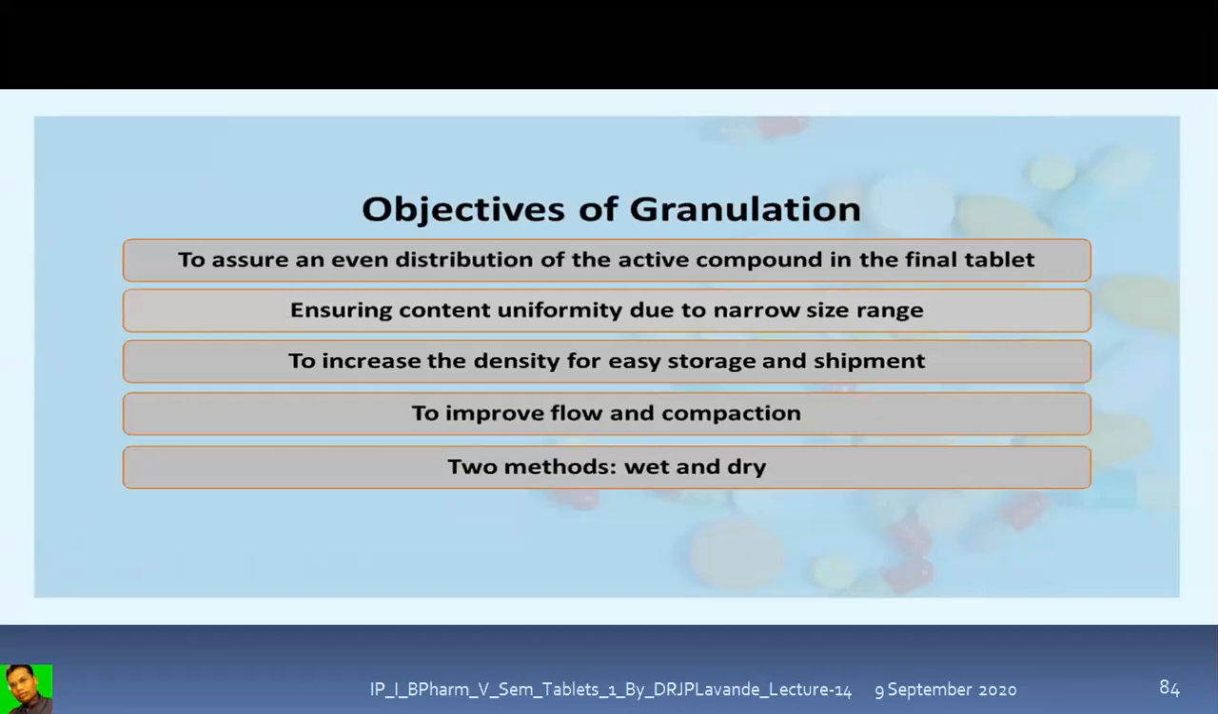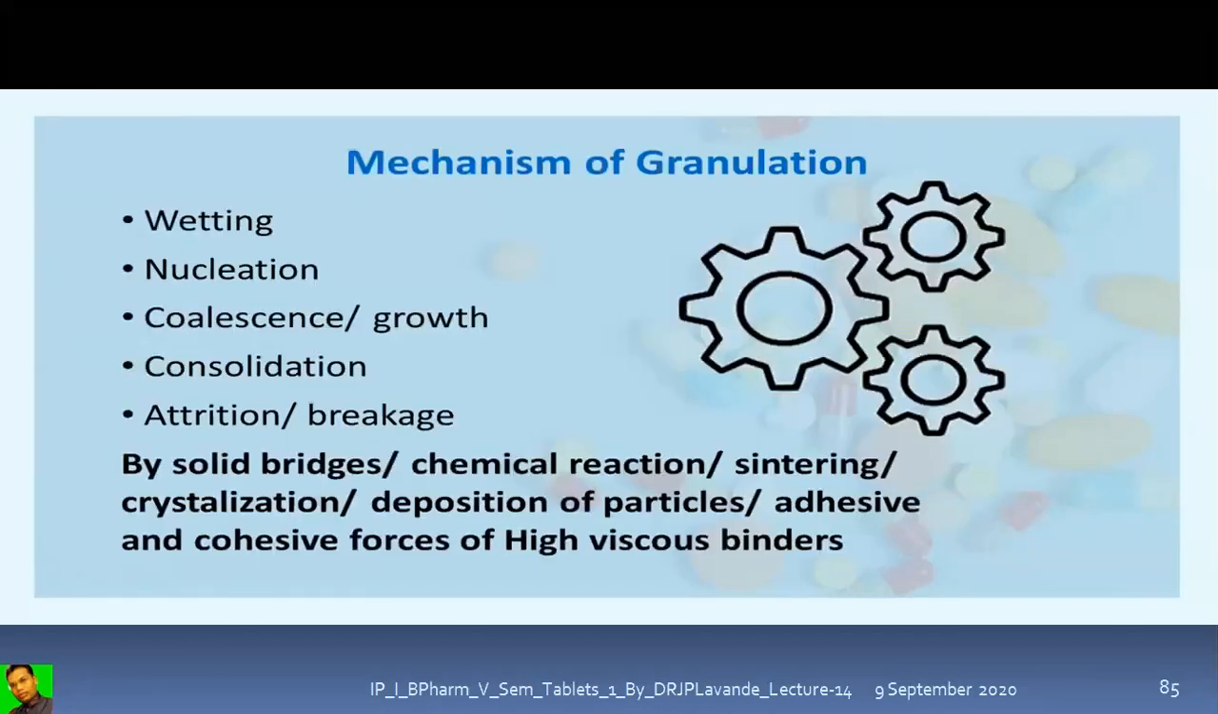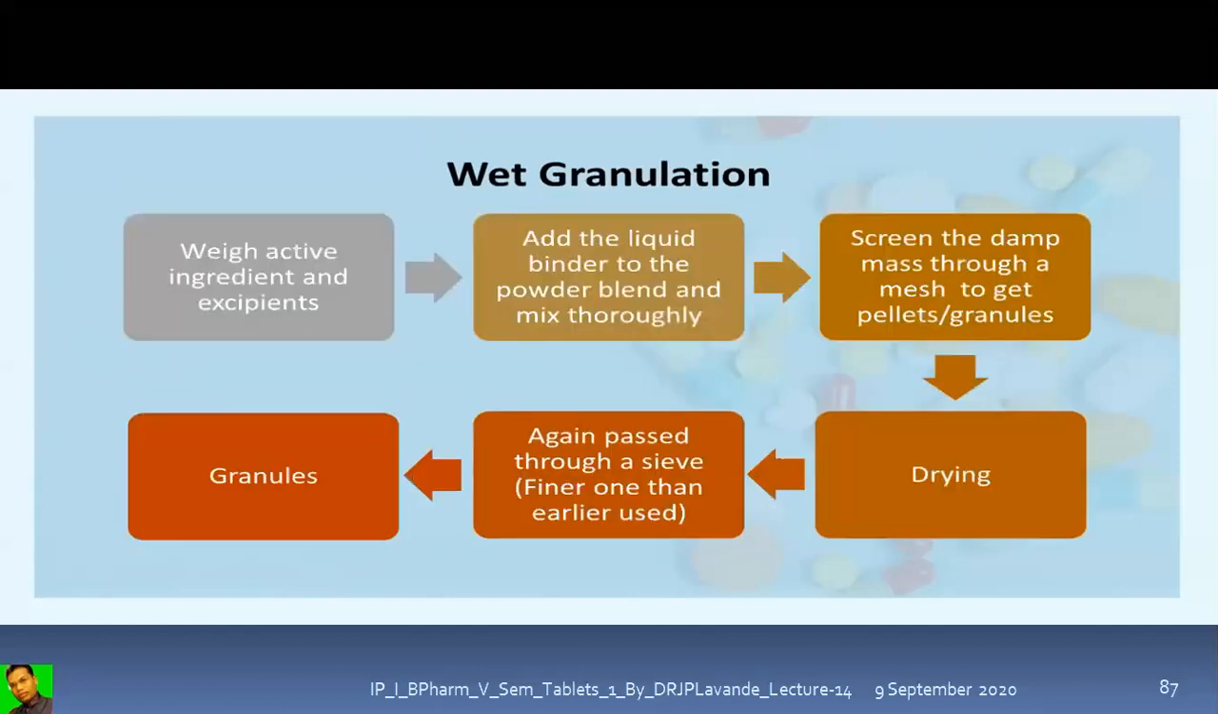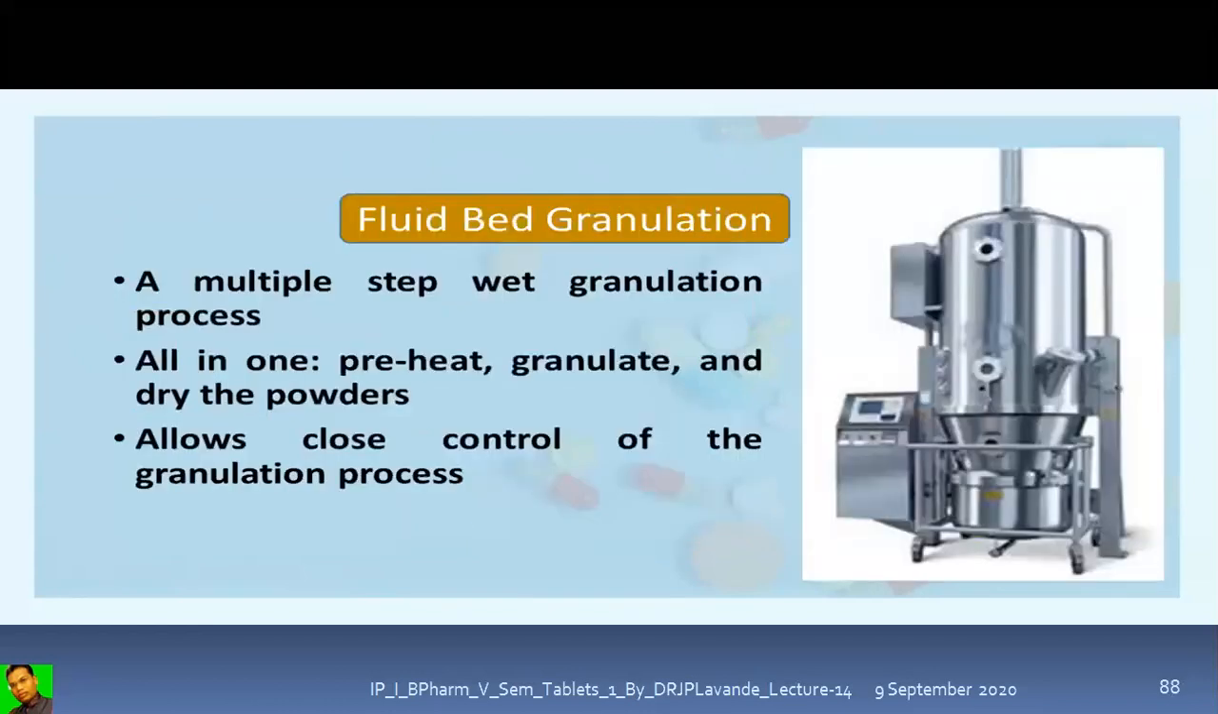We saw the objectives of granulation, and the mechanism of granulation, which involves different mechanisms like wetting, nucleation, coalescence, growth, consolidation, attrition, breakage. Then we saw how the tablet is produced through the wet granulation process, which requires different stages: it passes through mixing, then the addition of the binder, then drying, then sieving, to get the granules.